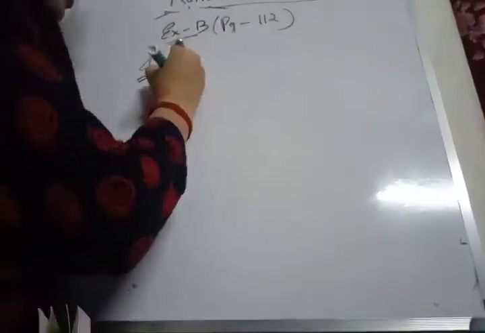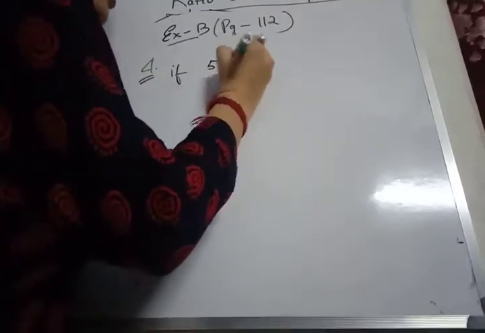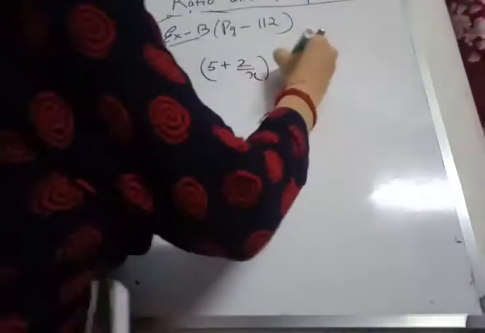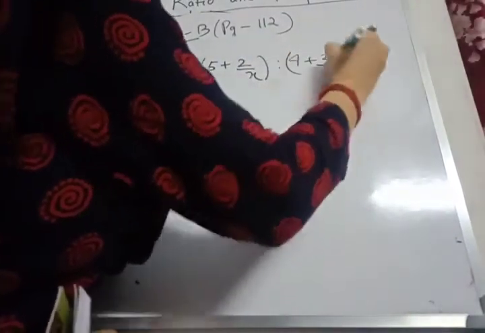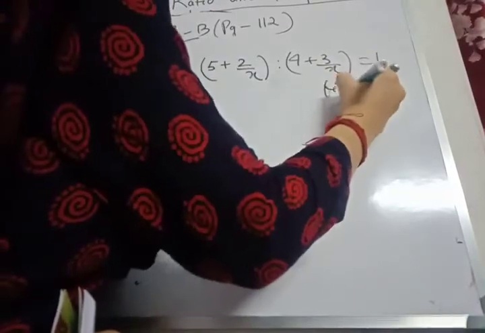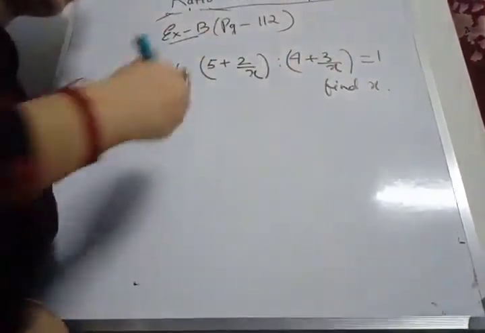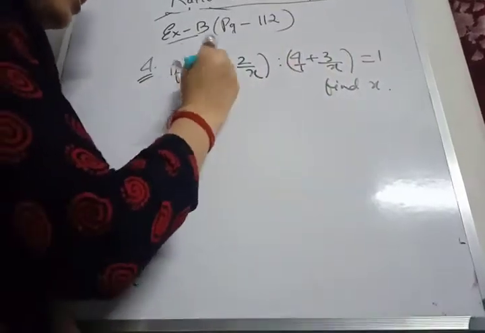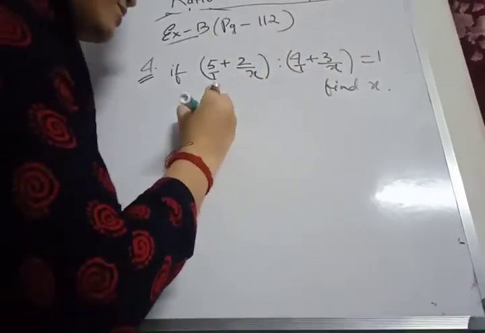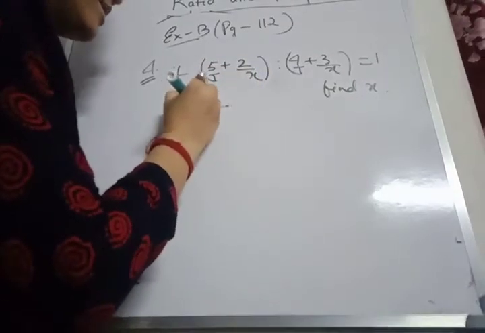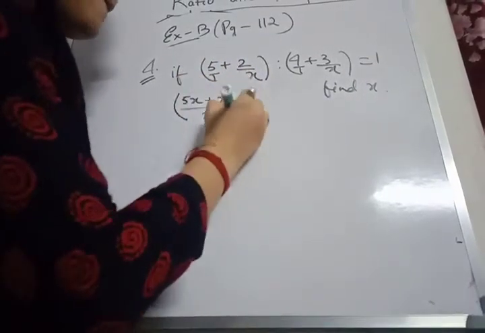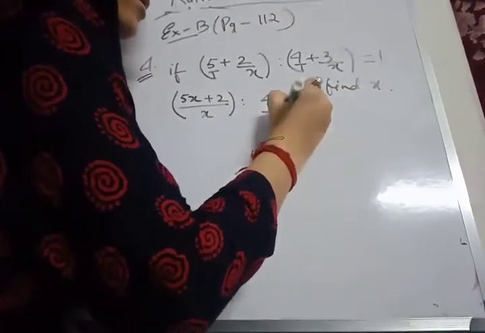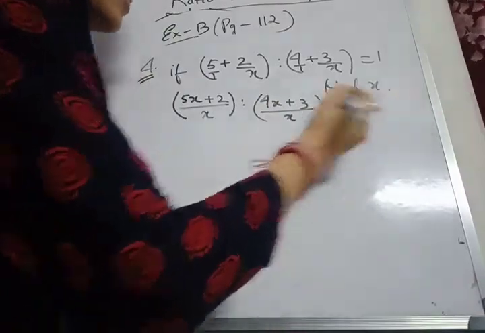Sum number 4. If (5 plus 2 by x) is to (4 plus 3 by x) is 1, then we have to find out the value of x. So first, before doing the sum, we are going to take the LCM. LCM of 1 and x will be x. So this one will be 5x plus 2. Here also the LCM will be x. So this one will be 4x plus 3.